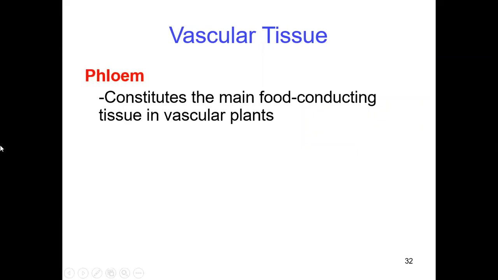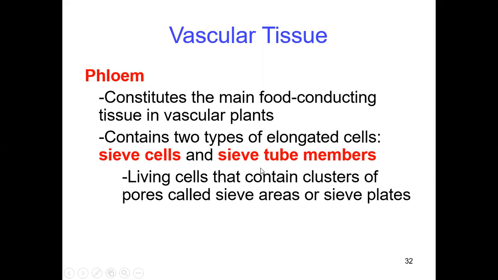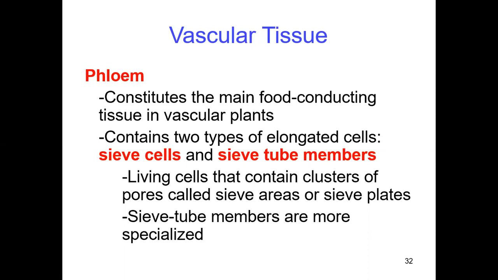The next tissue is the phloem tissue, which is used for food conduction, and it has two types. One is the elongated cell, called a sieve cell, and the other is the sieve tube member. These are living cells containing clusters of pores called sieve areas, and there is also a plate-like structure called sieve plates.